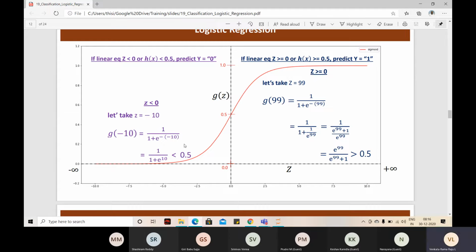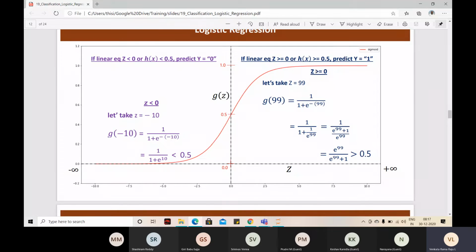Got it? The point I am trying to make is we can use the linear equation also to make predictions on a classification problem, but the linear equation will give you big numbers. It is not going to give small numbers like 0 and 1. It may give, but it will not be that convenient or comfortable. The algorithm will actually strive a lot to reach that place and it may not reach, right?